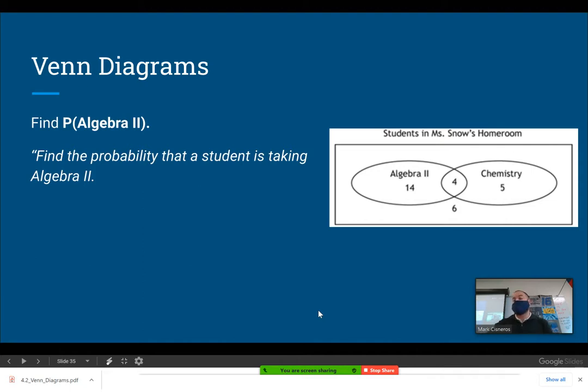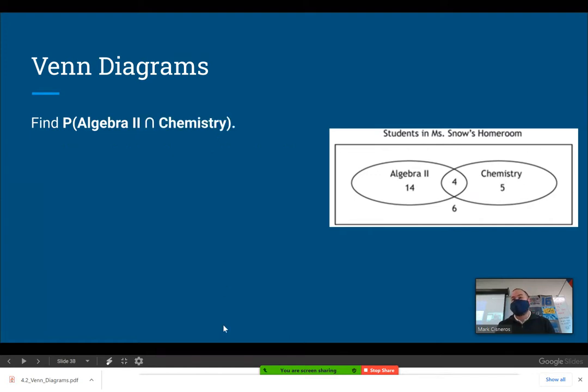First of all, how many students are taking Algebra 2? 18. In order to find the probability, I divide that by the total, which is 29. So my fraction is 18 out of 29. If you use your calculator, and I'm going to go through this pretty quick because I know you guys can divide 18 by 29, you get 0.621, which is 62.1%. Pretty easy. I've got 4 more, and then I'll give you your assignment.